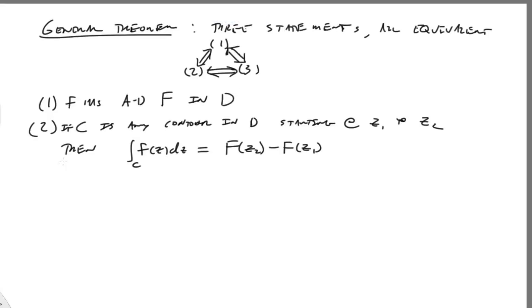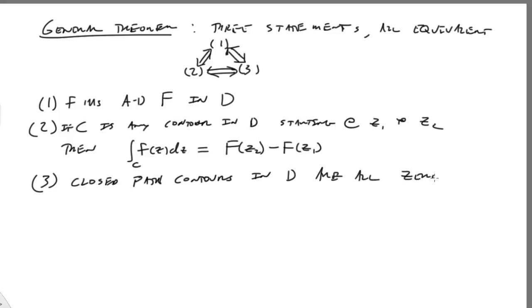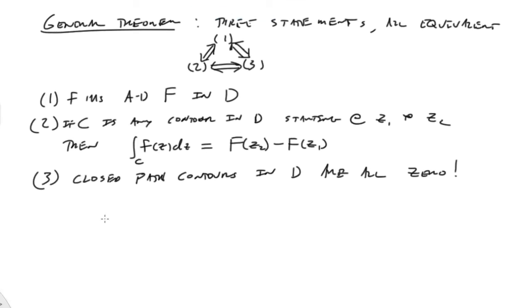So that's nice. The next thing we want to do then is state the final result, which is that integrals over closed path contours in D are all 0. Okay, so all of these are true, and we basically just stated that fact.